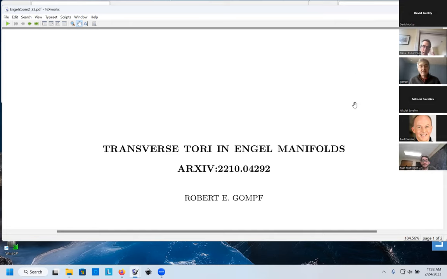Yeah. Is that okay? Most of the screen should be filled up by my PDF file that says Transverse Tori and Engel Manifolds. Is that what you're seeing? Yeah. Okay. Yep. All right. So I'll get started then.